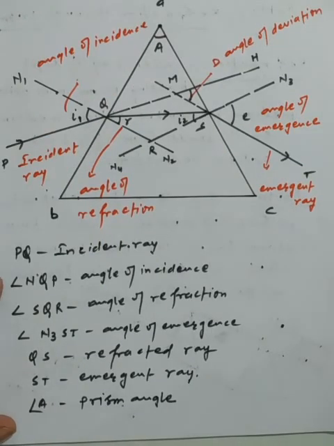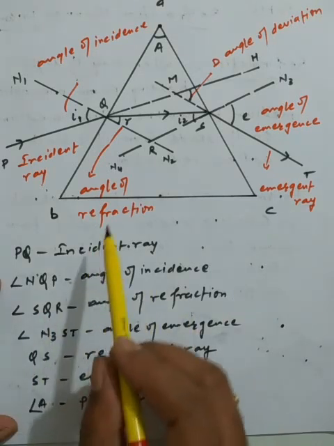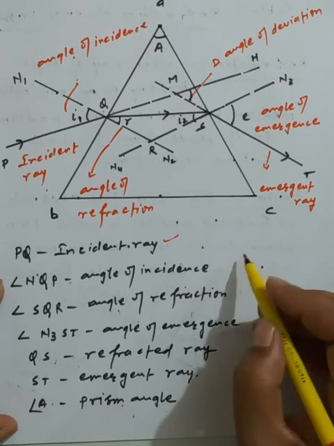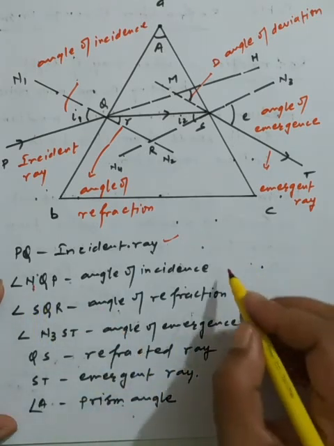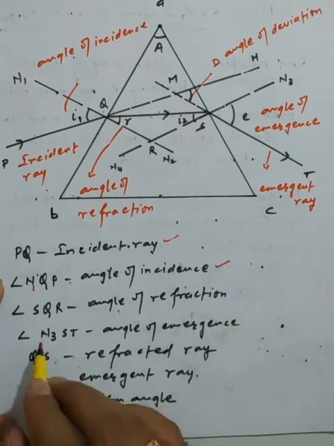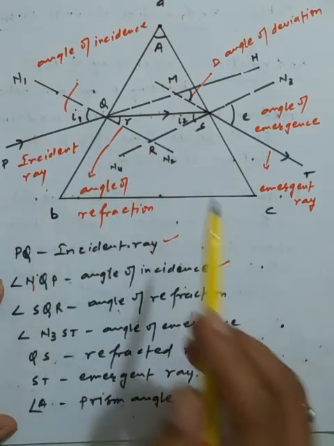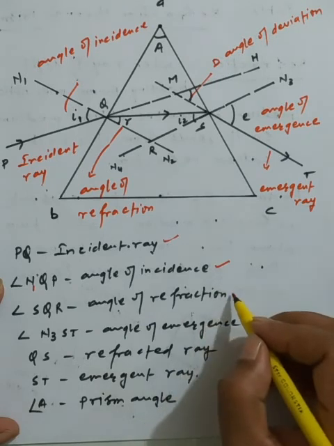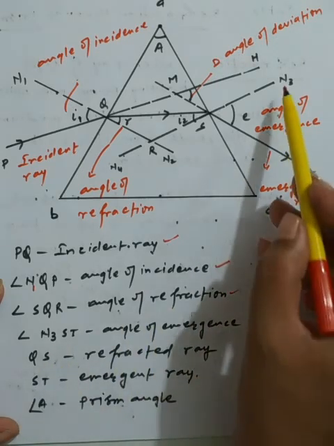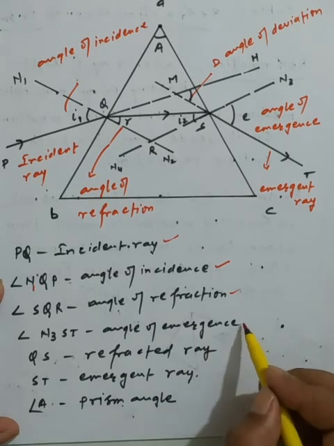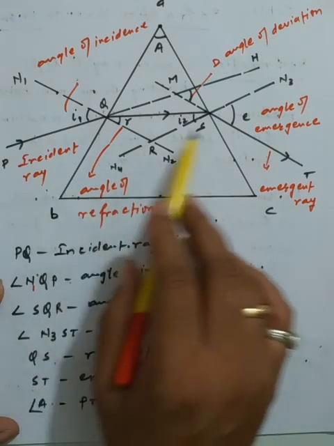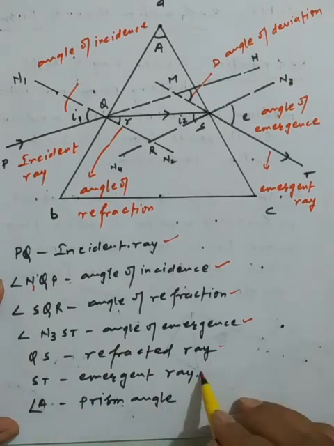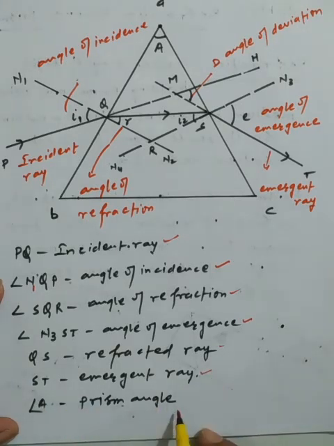So dear students, I have pasted all the nomenclature one by one. PQ is called the incident ray we have first. Now N1QP is called the angle of incidence we have. SQR is called the angle of refraction. N3ST is called the angle of emergence we have. Q to S is called the refracted ray we have. S to T is called the emergent ray, and A is called the prism angle.